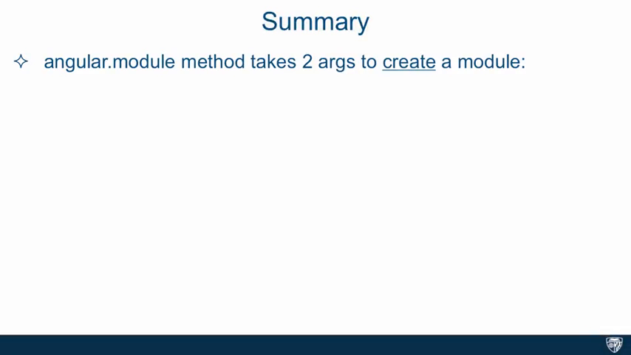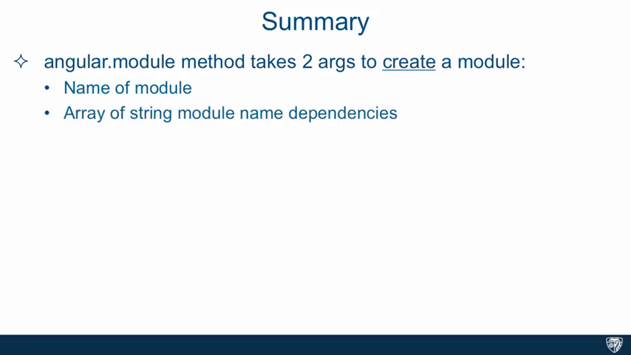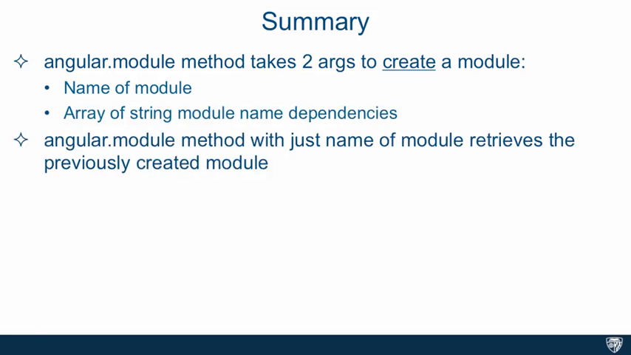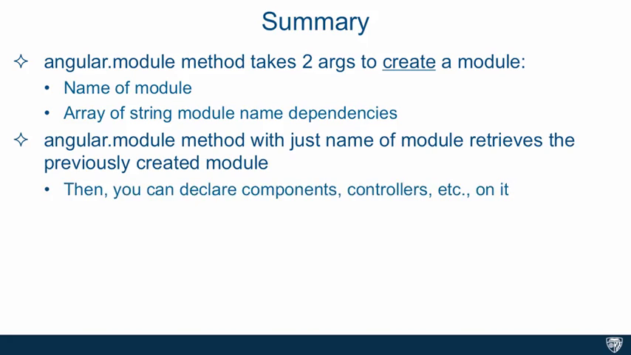Okay, so let's summarize. The angular.module method takes 2 arguments to create a module. The first one is the name of the module itself, which is just a string, and the second one is an array of string module name dependencies. The angular.module method with just 1 argument, which is the name of the module, retrieves the previously created module. Then, once it's retrieved, you can declare components, controllers on it, and so on.